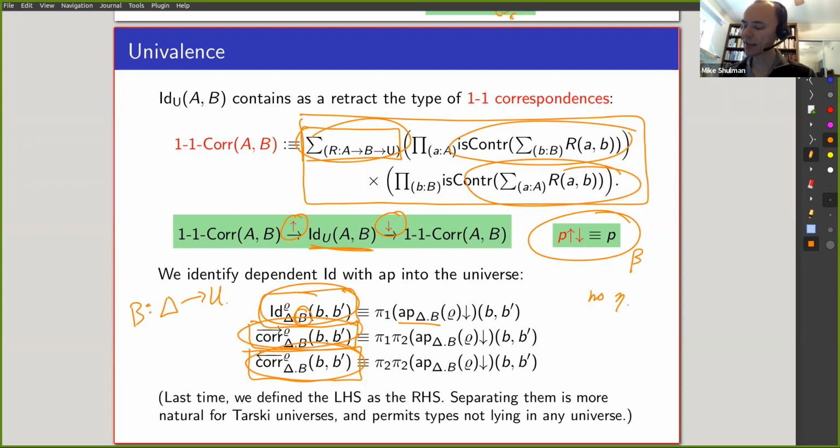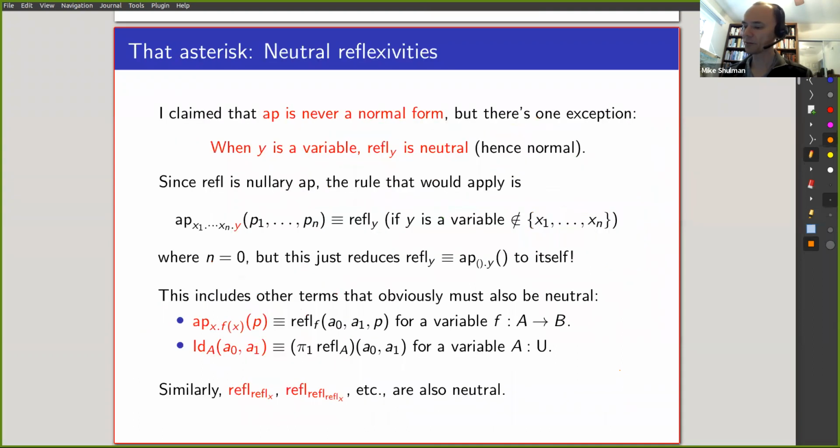So again, last time we essentially defined the left-hand sides here to be the right-hand sides, but if we separate them, maybe it feels a little bit more natural if our universes are Tarski style, and it allows us to talk about types that don't lie in any universe at all, if we wanted to do that.